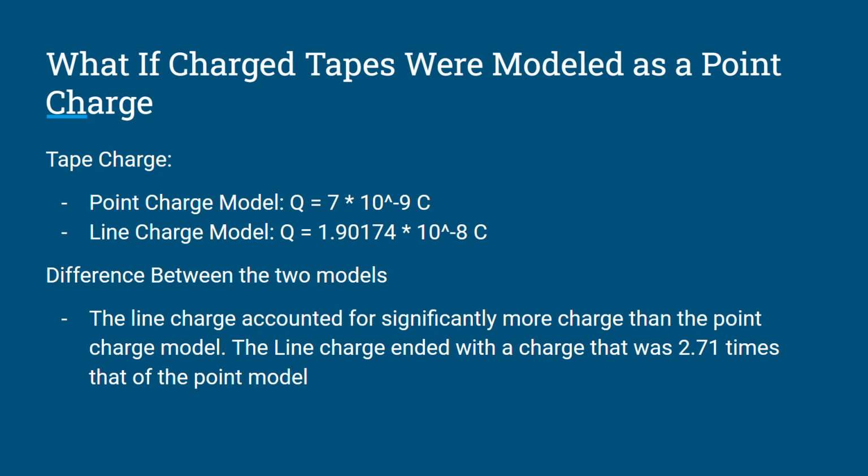So what if they were a point charge? We did this last lab. It takes more charge on a line charge to produce the same force. Therefore, we underestimated. Last lab we said it was on the order of 10 to the negative ninth. It's 10 to the negative 10th in a line when we use the line model. The line charge accounted for significantly more charge, about 2.7 times the charge of the last lab.